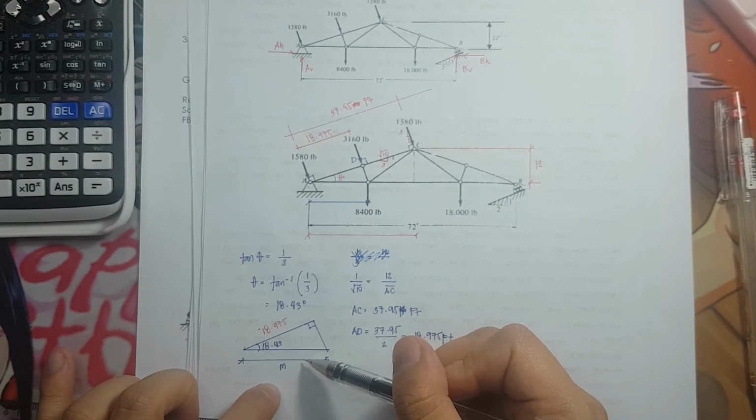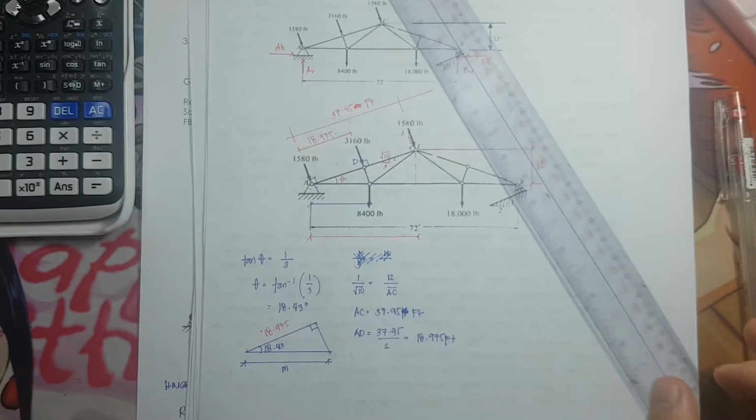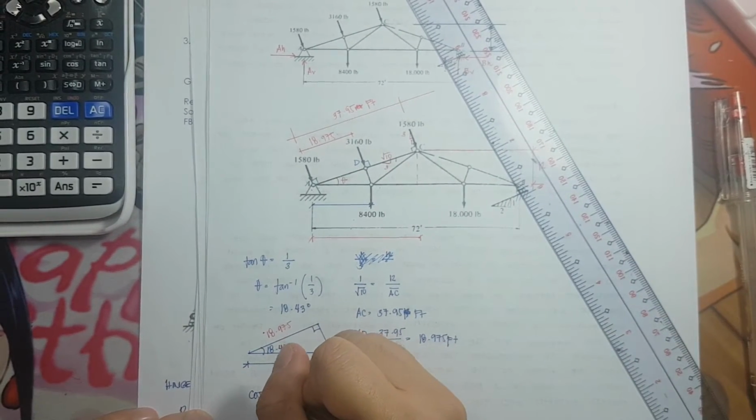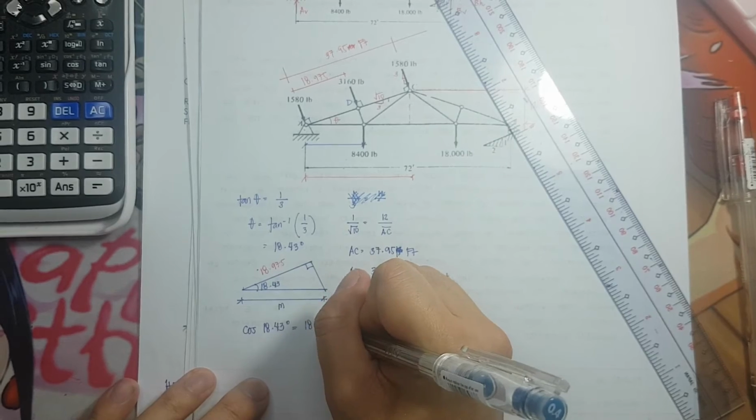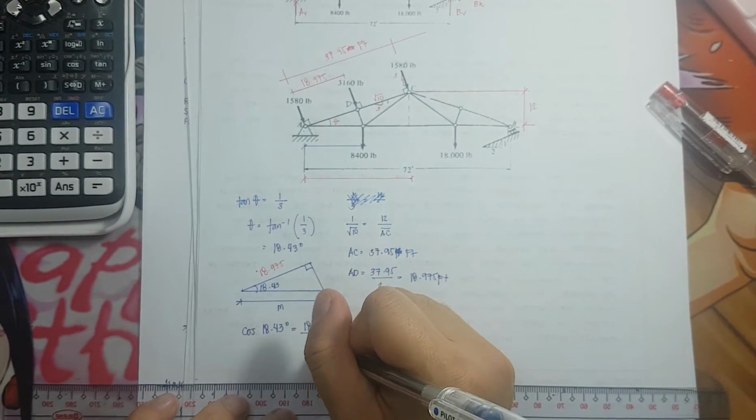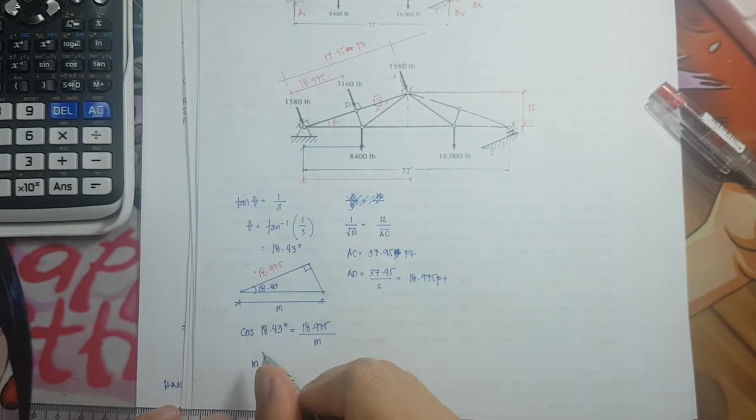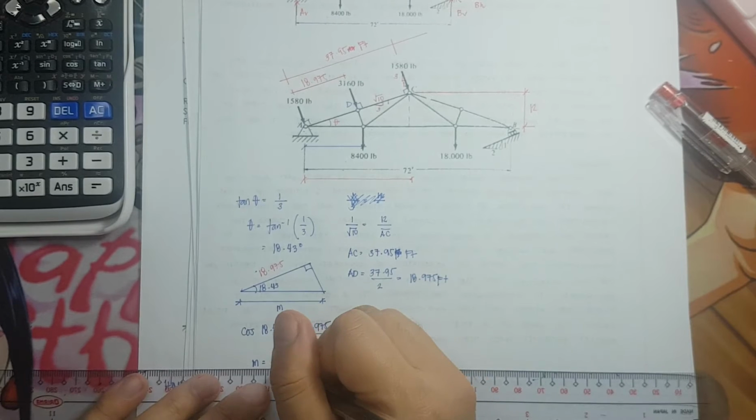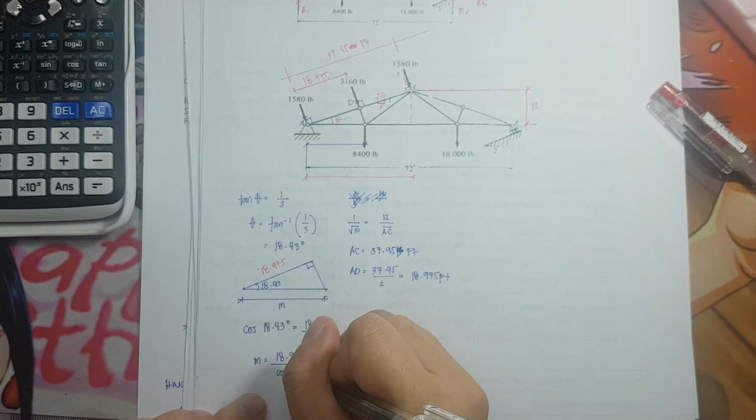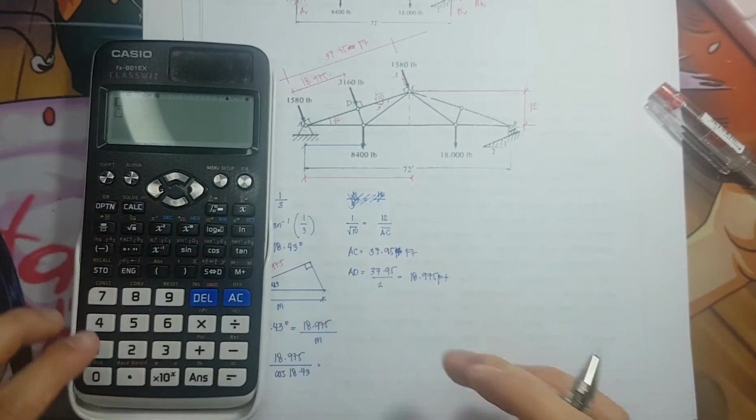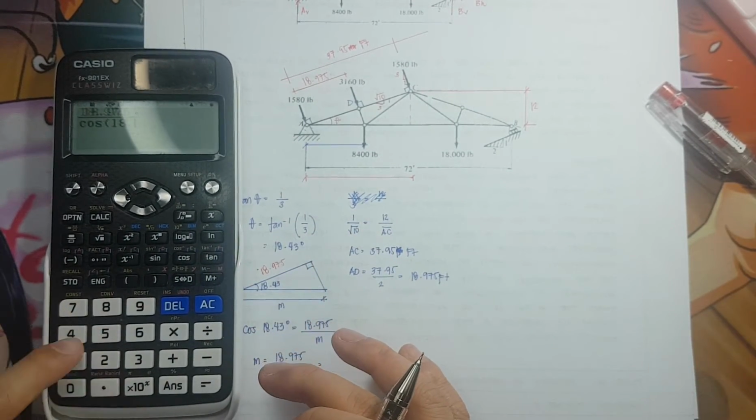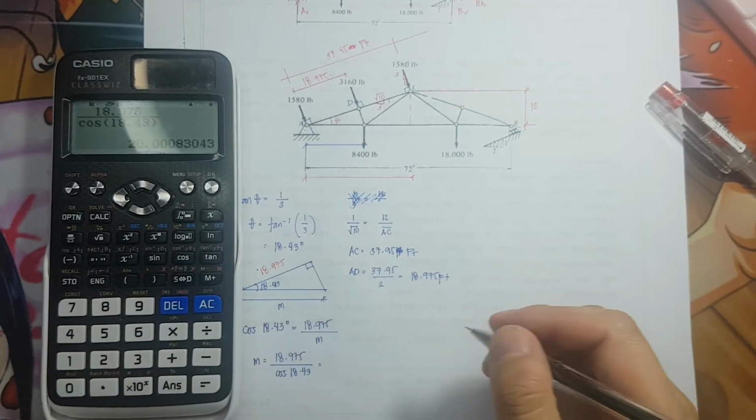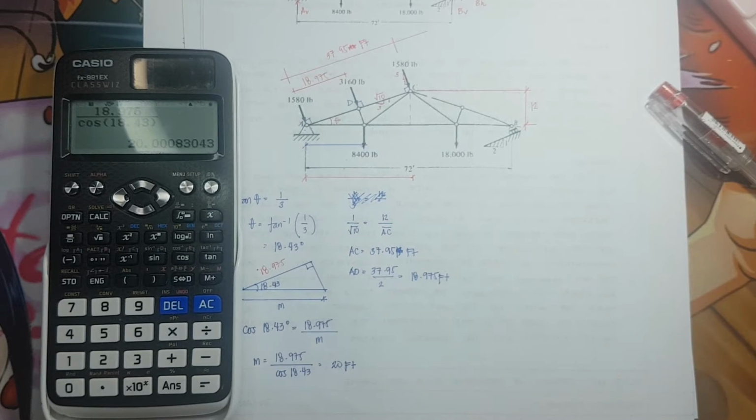Okay? So, what function are we going to use? It is cosine, adjacent over hypotenuse. So, cosine 18.43 degrees is equivalent to 18.975 over M. Cross multiply, M is equivalent to 18.975 divided by cosine 18.43, and that is equivalent to 20. So we have 20 feet.